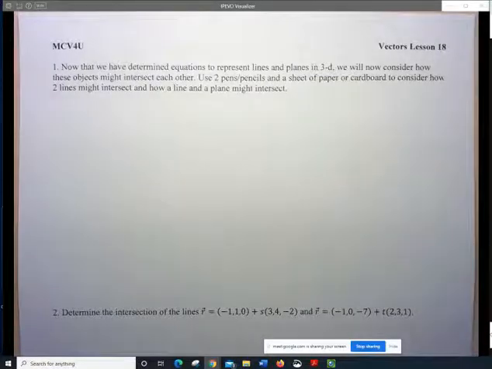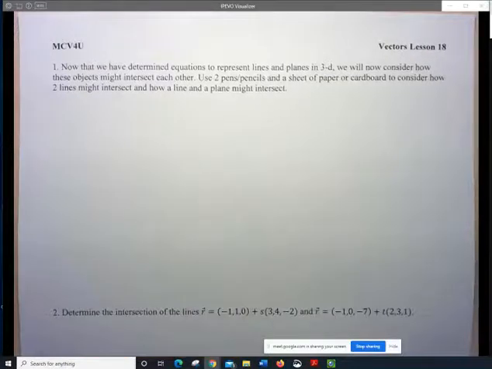Well, guess what? We're heading there. And we're going to start seeing one of the most useful methods for solving equations, especially when you're working with multiple equations. So just to give you a sense of where we're headed, but let's start with something simple.